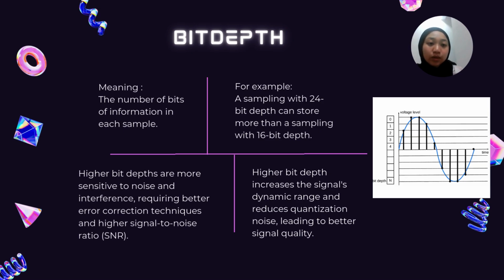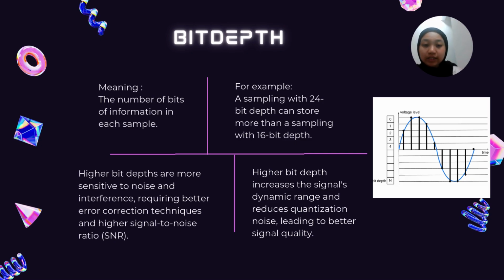Let's start understanding what bit depth is and why it matters in digital systems. In simple terms, bit depth refers to the number of bits used to represent each sample of a signal. It's a key factor that influences the quality and precision of digital signals. Bit depth defines the resolution of the signal. For example, a 24-bit sampling can store more information than a 16-bit sampling, which means a 24-bit system has higher capacity to capture finer details in the signal, making it more accurate and precise.